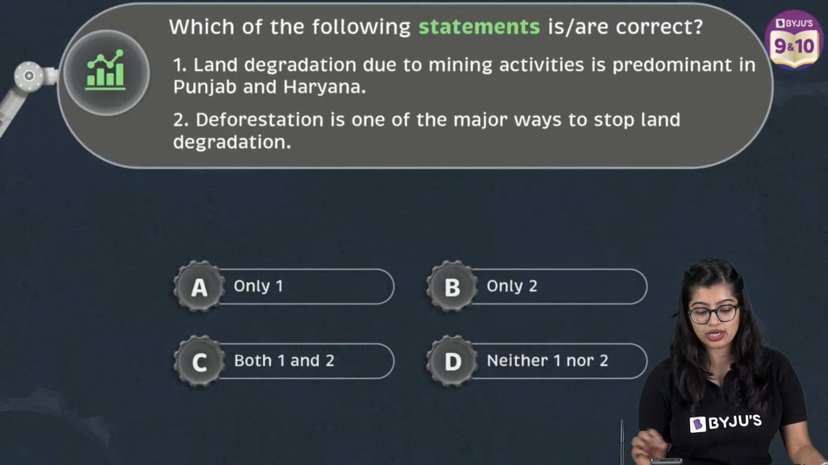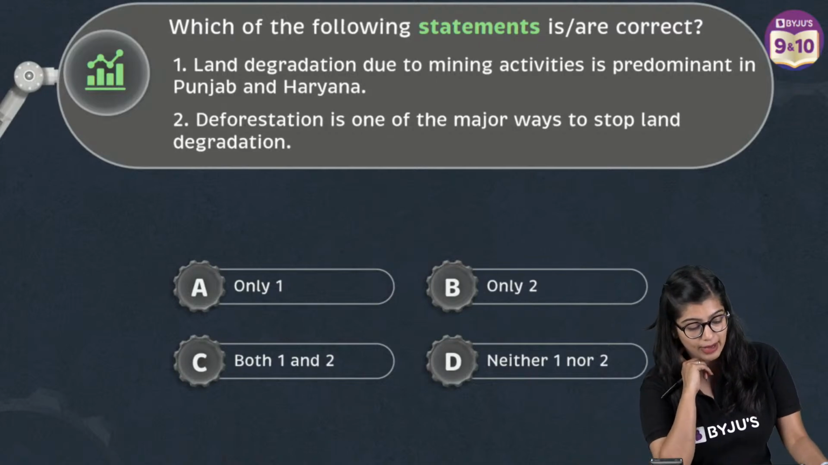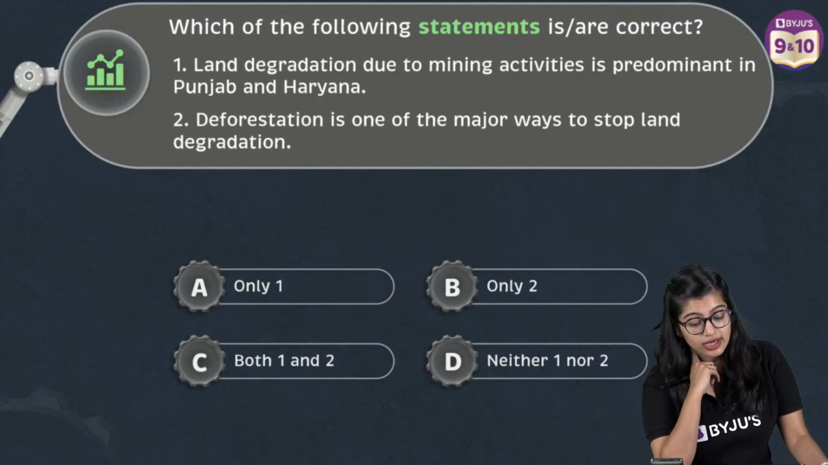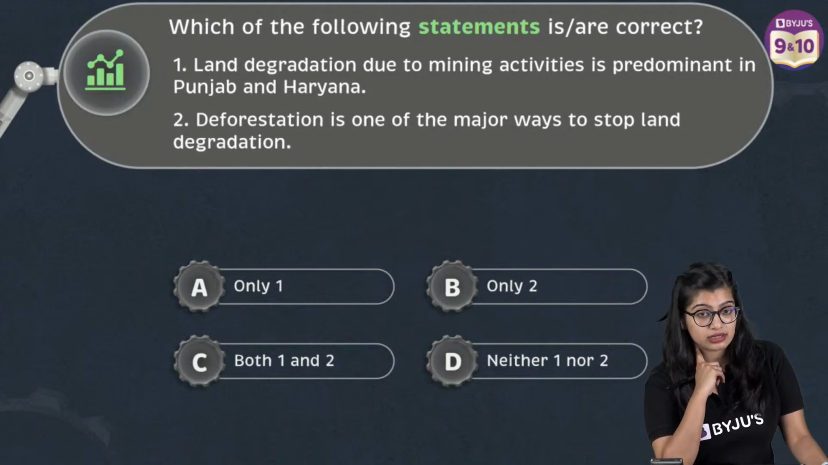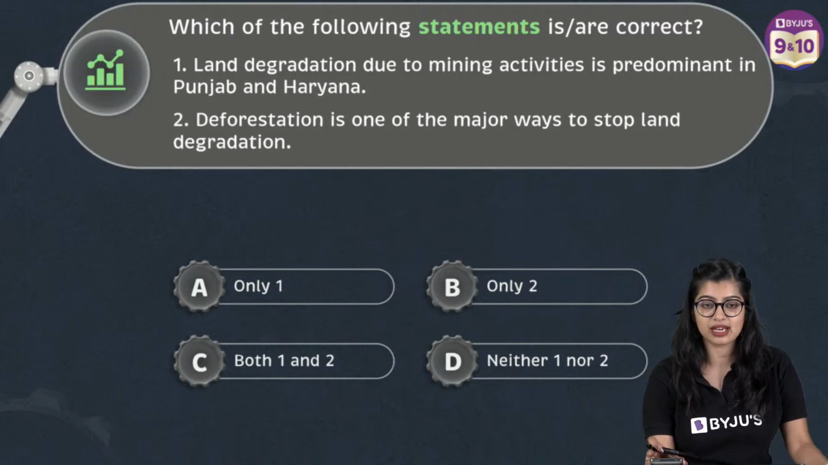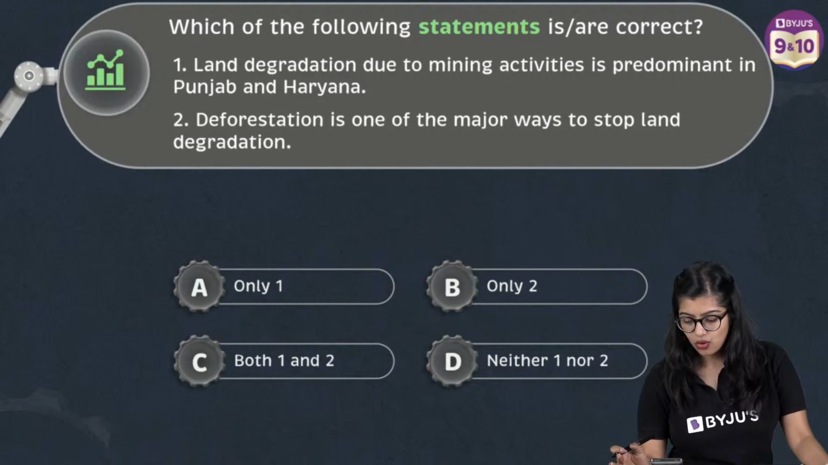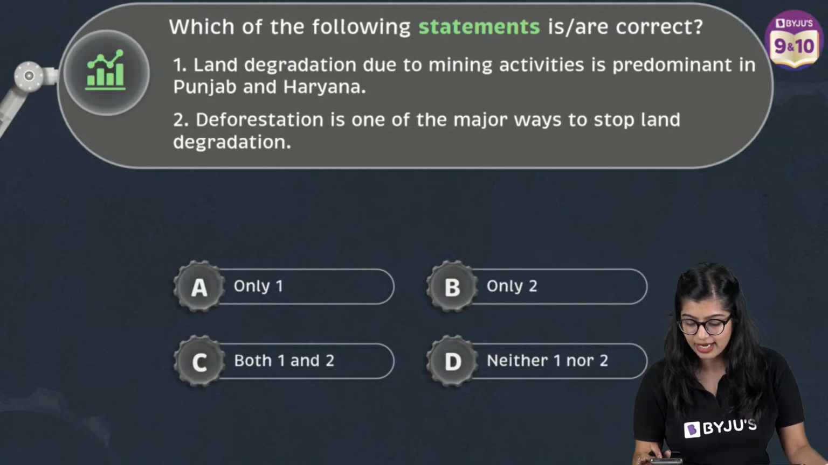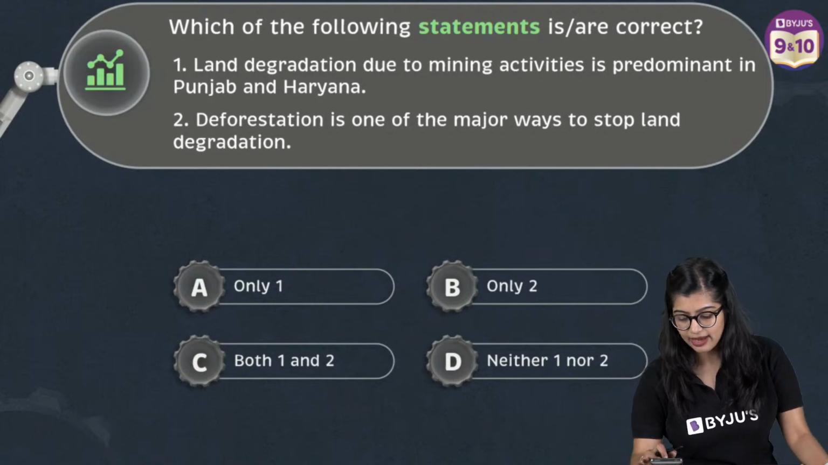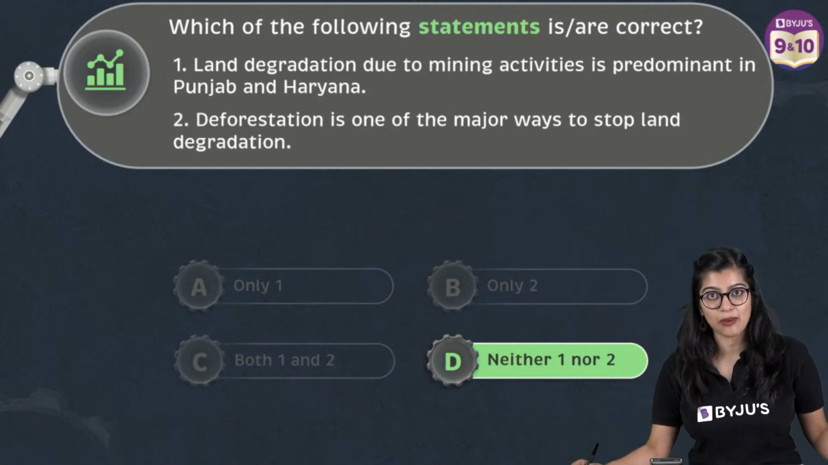Land degradation due to mining activities is predominant in Punjab and Haryana. Deforestation is one of the major ways. I am seeing some mixed answers in the live chat. Okay, all right, lot of votes in. I request all of you to vote very quickly. Okay, very good, all of you. Most of you have got the correct answer. It is neither 1 nor 2.